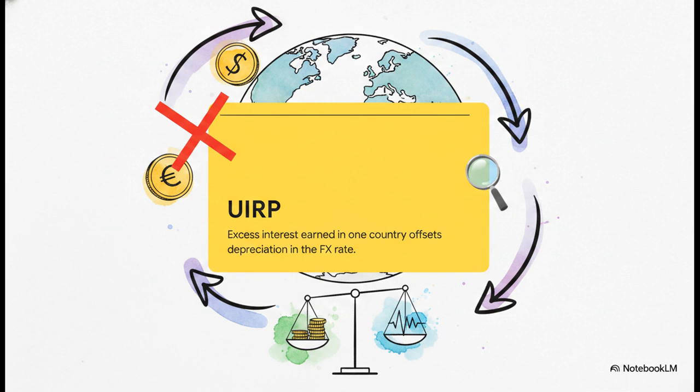Now, theoretically, if a foreign country has a much higher interest rate than your home country, their currency should automatically depreciate over time. Why? Because if it didn't, you could just convert your money, park it in their banks, soak up that massive interest, and convert it back for a totally risk-free profit. UIRP basically dictates that the exchange rate must shift to perfectly offset the extra interest you earned. In theory, there is no free lunch.